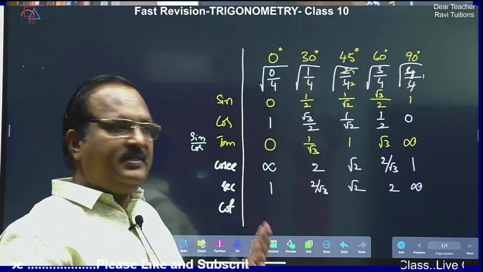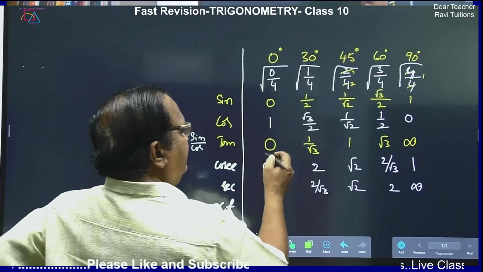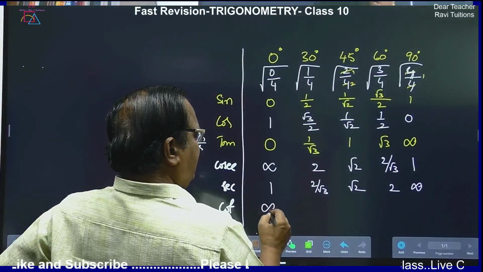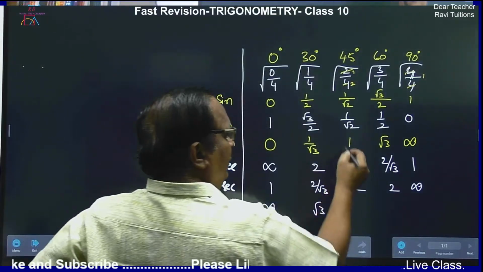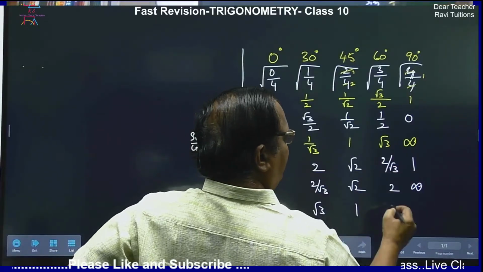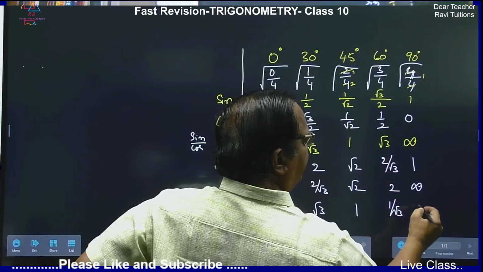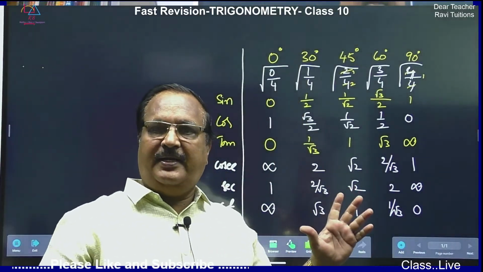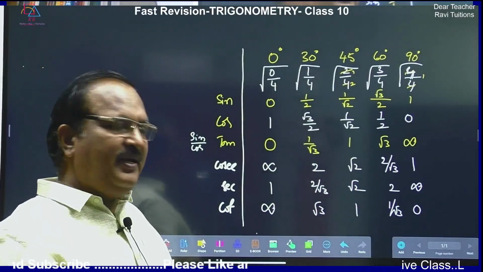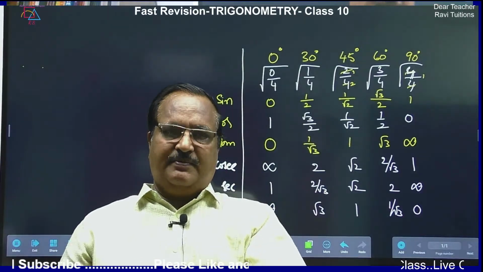Now, cot is the reciprocal of tan. So, the reciprocal of tan: 0's reciprocal is infinity, 1 by root 3's reciprocal is root 3, 1's reciprocal is 1, root 3's reciprocal is 1 by root 3, and infinity's reciprocal is 0. So, this is how you can remember, because questions related to these angles will definitely come in the examination.